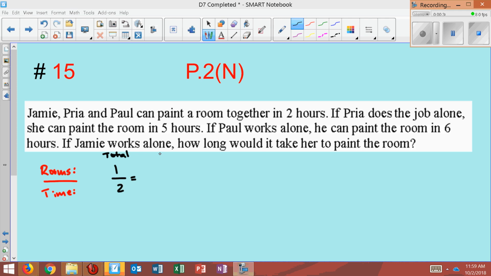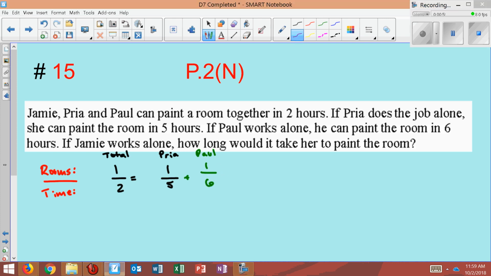So it says Priya. I'll call her P1 since there's two, or I'll just write out Priya. Priya, it says she can paint the room, one room, in 5 hours. Now, since that's the total of people that I will be adding each time. Paul, it says, can do one room in 6 hours. Now, what we want to know is if Priya does the job alone, how long, not Priya, I'm sorry, Jamie. How long would it take her? And it's the same one room, but we don't know how long it'll take.